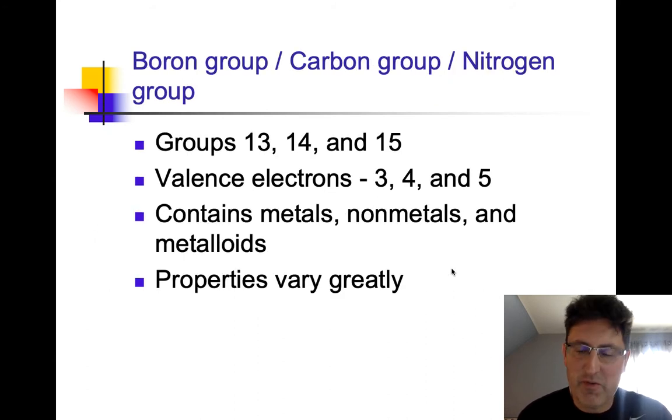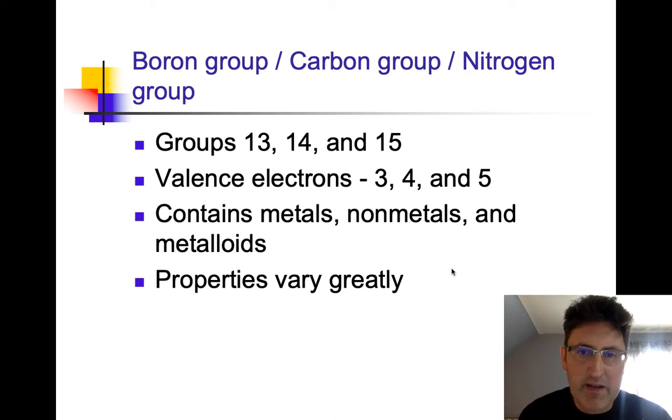Okay. Next is your P block. So your P block is 13 through 18. And these 3 groups, 13, 14, and 15, are all just named after the first member of their group. So group 13 is the boron group, group 14 is the carbon group, and group 15 is the nitrogen group. Their valence electrons are successively 3, 4, and 5. So 13 has 3, 14 has 4, and 15 has 5.